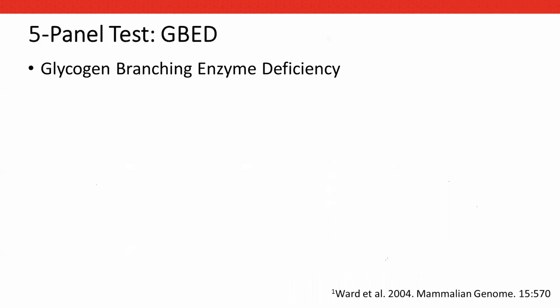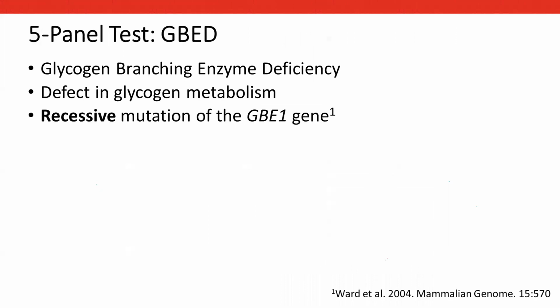So the final disease in the 5-panel test that I'm going to go over today is GBED. It stands for glycogen branching enzyme deficiency, and it's a defect in glycogen metabolism. So as in PSSM, glycogen is a very important energy source for muscles.